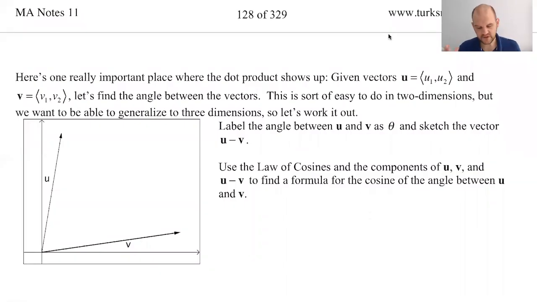All right, we're back. We're on page 129. We're going to keep going, and let's just see what we got here. So one important place where the dot product shows up, okay? Given vector u and vector v with all their subscripts, we're going to find the angle between the vectors.